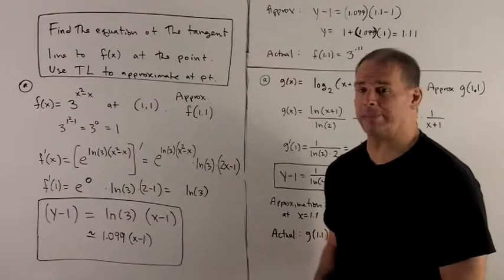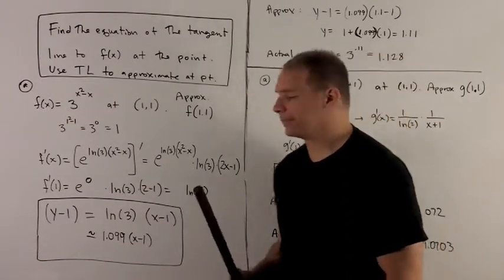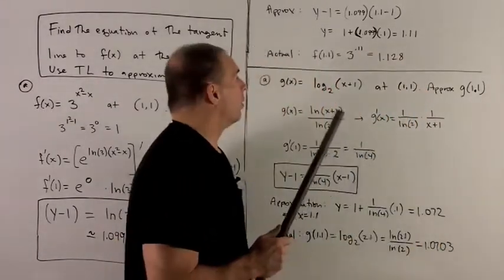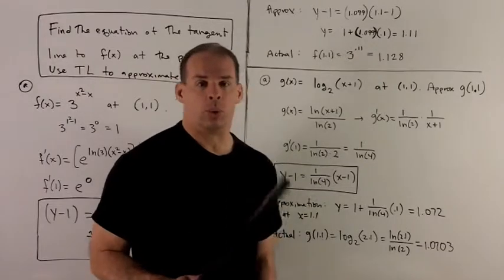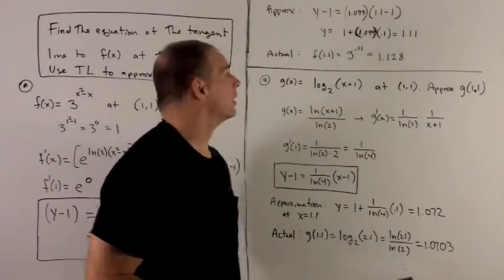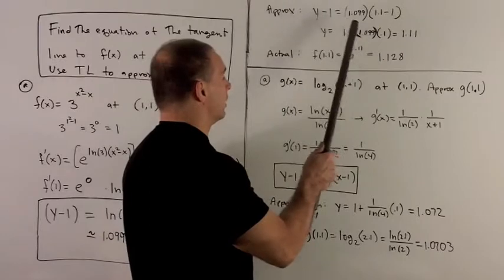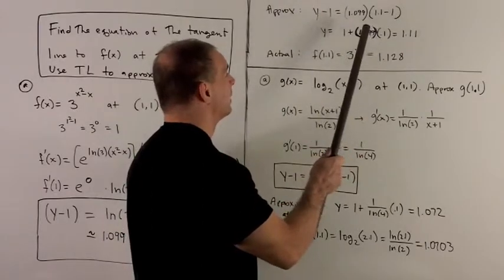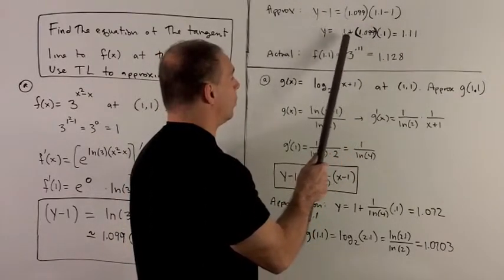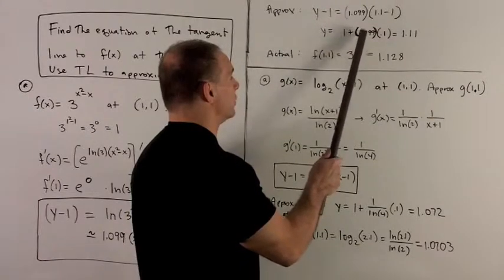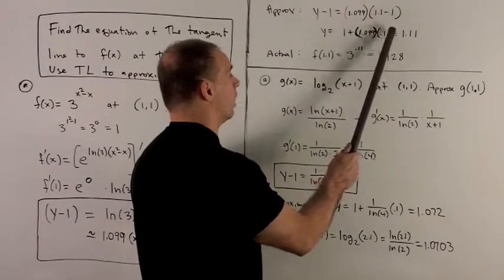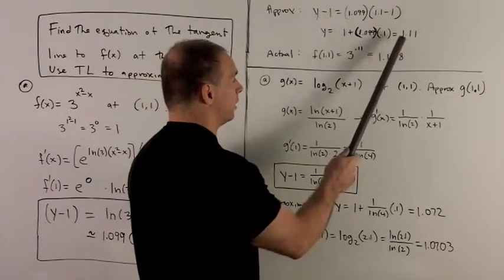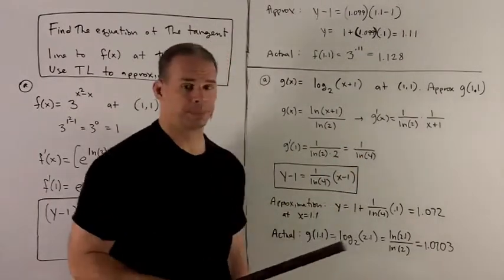Let's approximate using the tangent line. So we want to know what happens when we look at 1.1 instead of 1. If I put 1.1 into the equation of the tangent line, it's going to give me y equal to 1 plus 1.099 times 0.1. And that's going to be roughly 1.11.